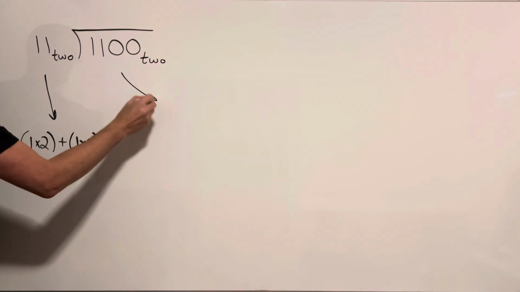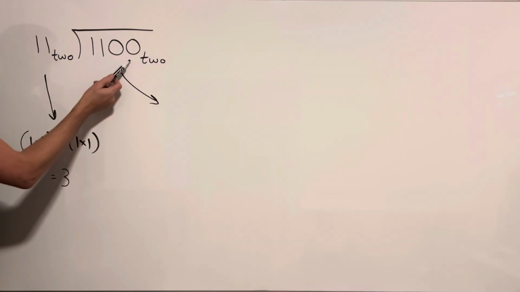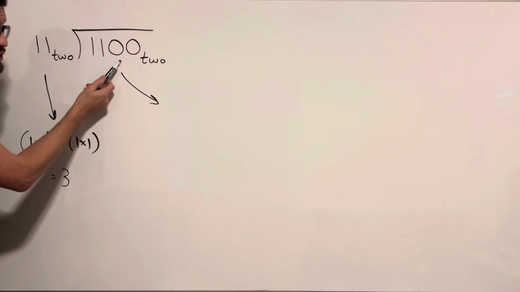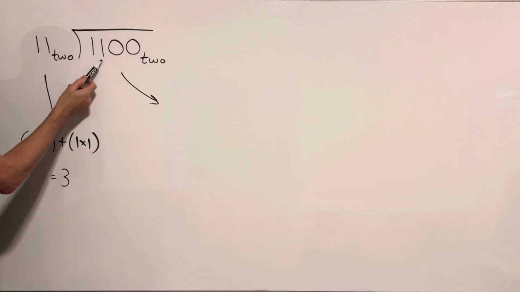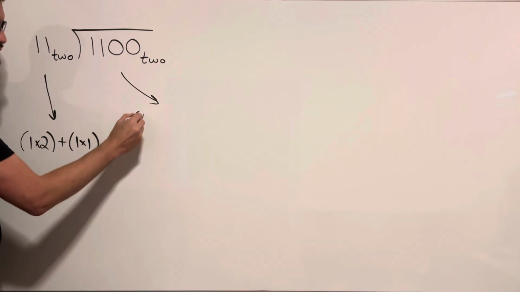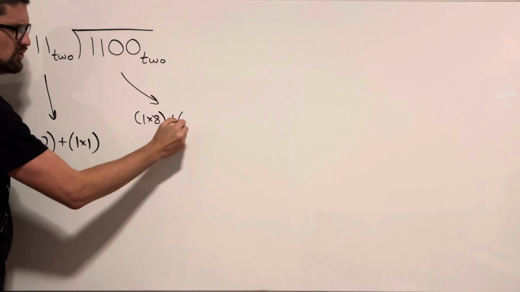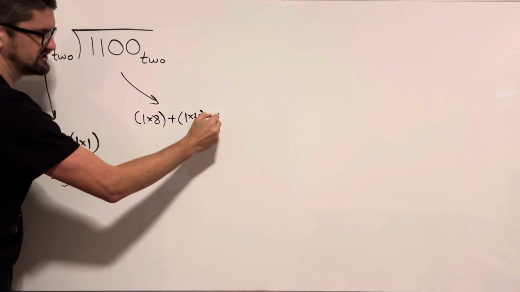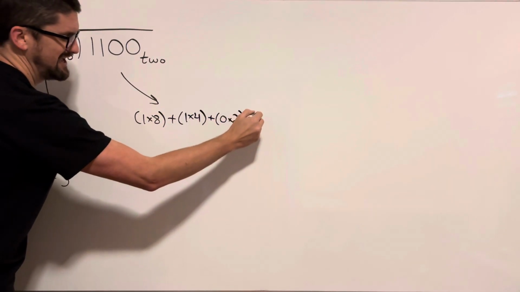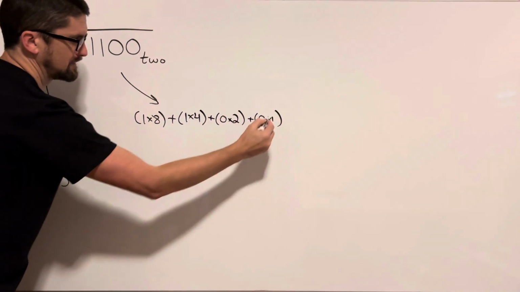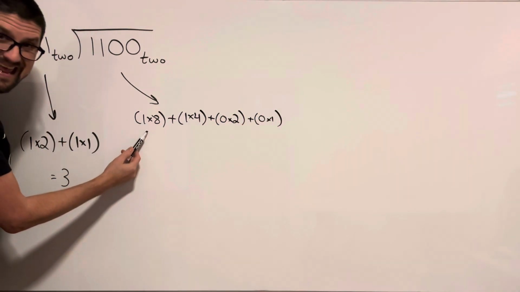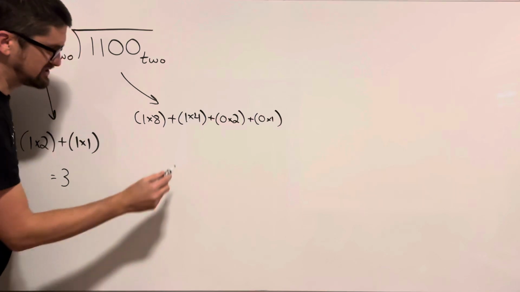Now I want to do the same thing with this number. I have 0 groups of 1, 0 groups of 2, 1 group of 4, and 1 group of 8. So 1 group of 8, 1 group of 4, 0 groups of 2, and 0 groups of 1. Working this out, I get 8 plus 4 plus 0 plus 0, that's 12.